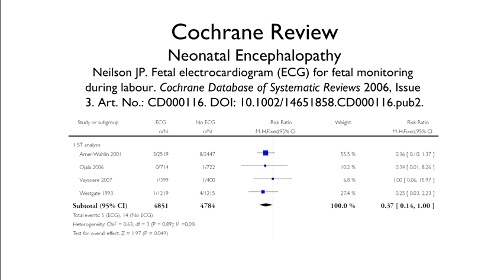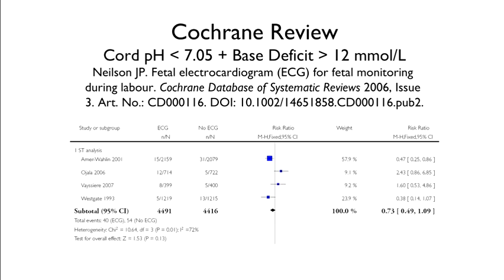There was about 60% reduction in neonatal encephalopathy in the group where ST segment analysis was used as compared to the group where ST segment analysis was not used. There was also a reduction in significant metabolic acidosis that was defined by a cord pH less than 7.05 plus a base deficit more than 12. So this is not just any acidosis, this is significant metabolic acidosis. There was a reduction, however, the reduction was not statistically significant. You can see the 1 is included in the 95% confidence interval.